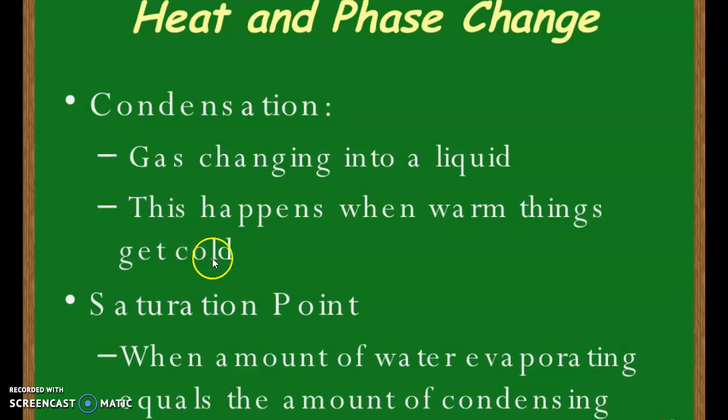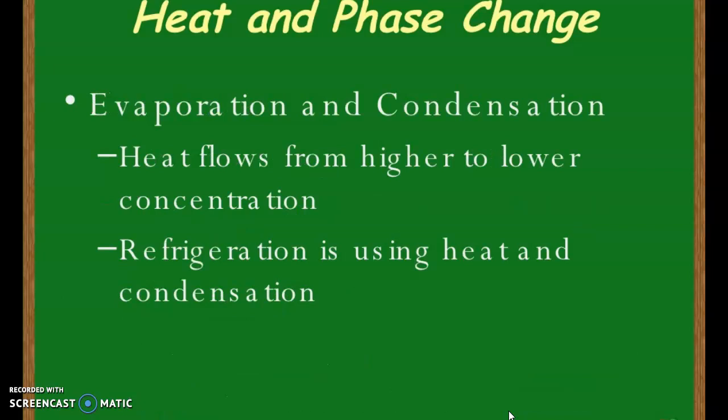And condensation. Condensation is the state of gas changing into a liquid. This happens when warm things get cold. The saturation point is when the amount of water evaporating equals the amount condensing. In evaporation and condensation, heat flows from higher to lower concentration. Then refrigeration uses heat and condensation.